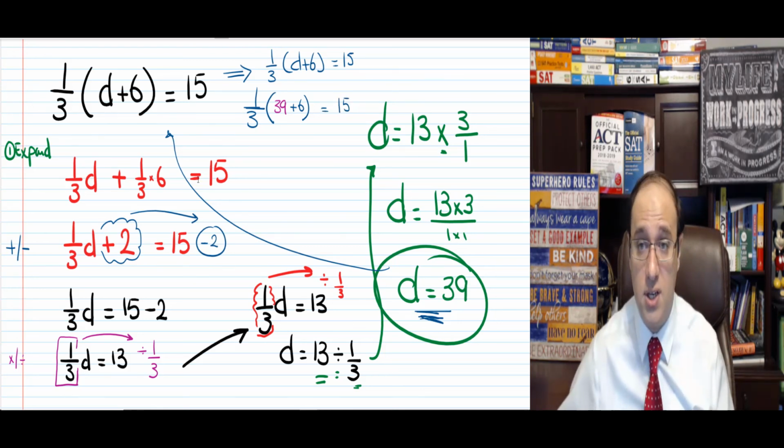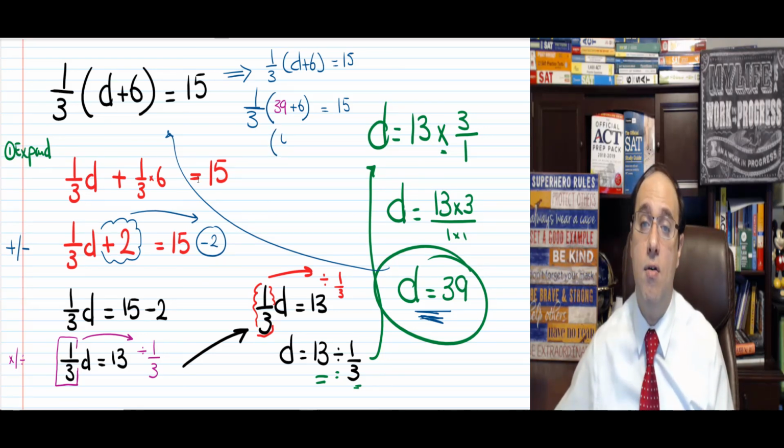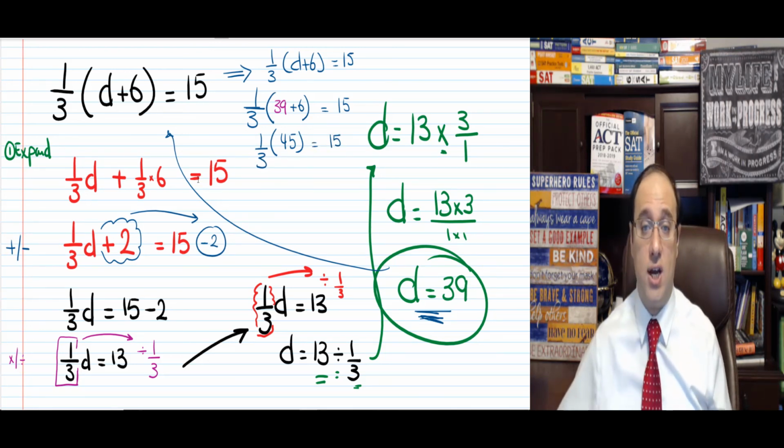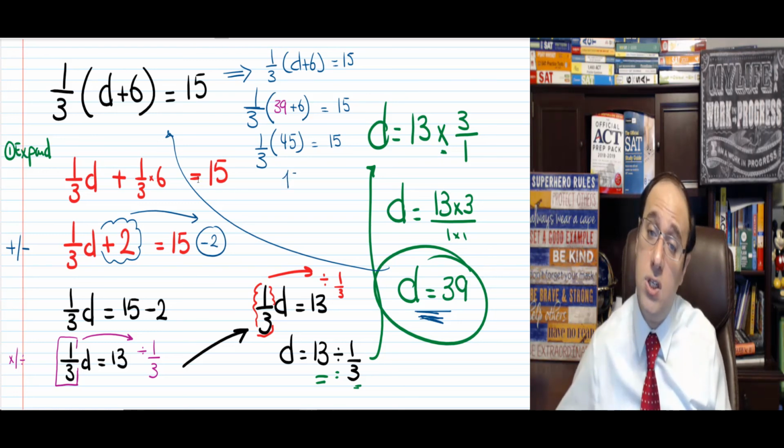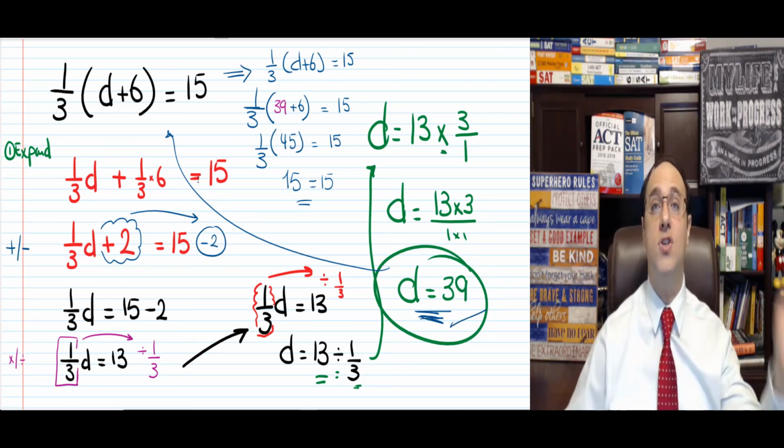I want to check, make sure it does equal 15. 39 plus 6 is 45. 1/3 times 45, they say equals 15. Let's check. 1/3 of 45 is 45 divided by 3, which is 15. So yes, 15 equals 15. So d equals 39. I was right.